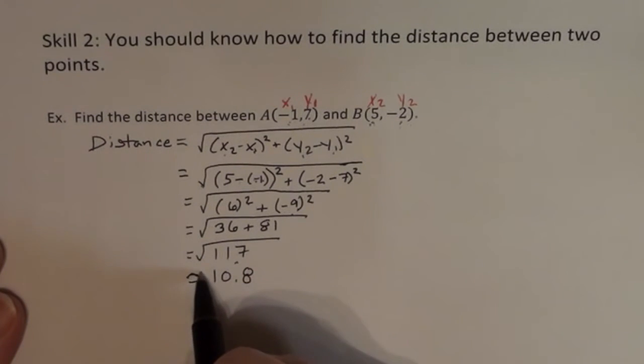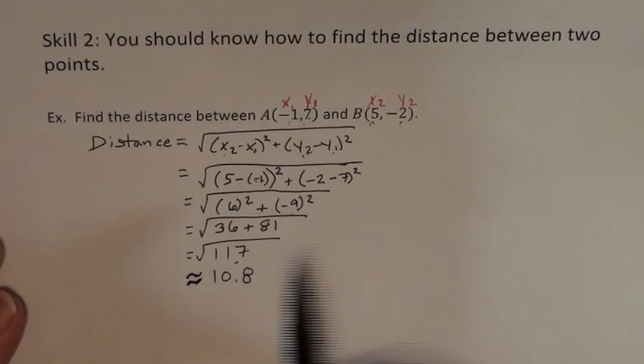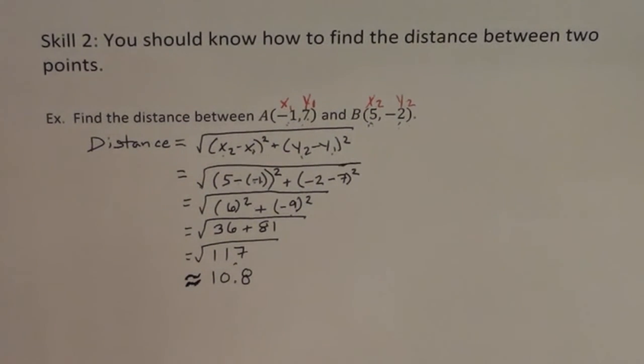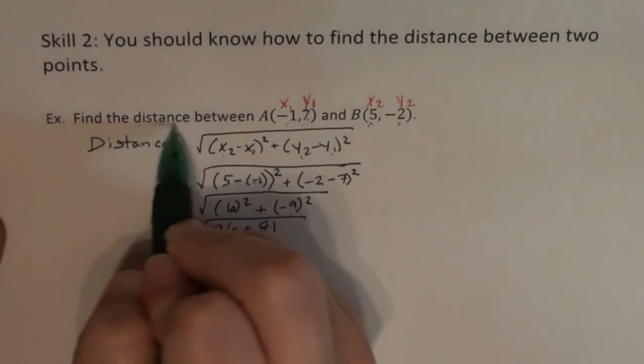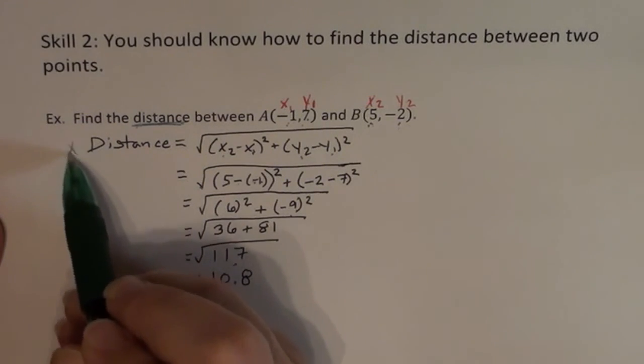Now when you say approximately, your equal sign actually turns into a squiggly equal sign. For approximate, this is rounded. The calculator shows 10.81665383, which is still an estimate, a rounded number, but we rounded to 10.8 for simplicity. So anytime your problem says, find the distance, you need to use the distance formula at the very top.